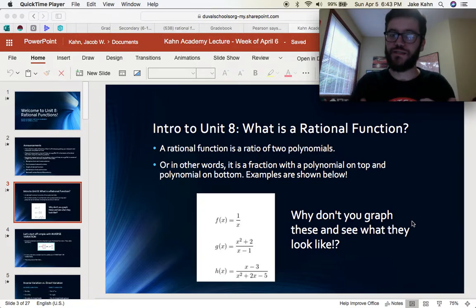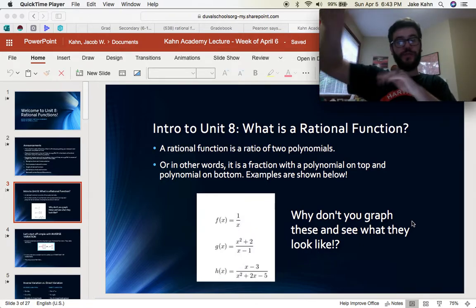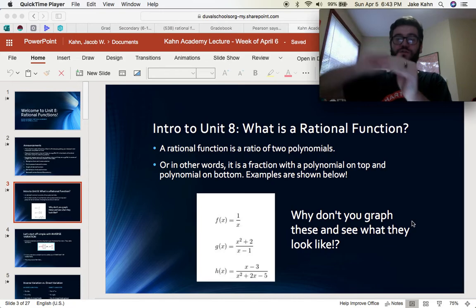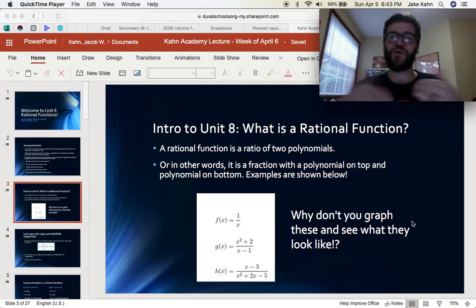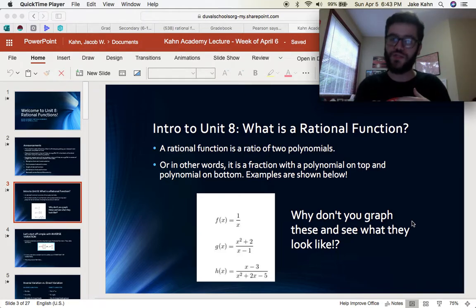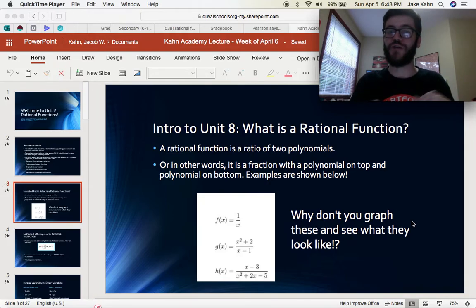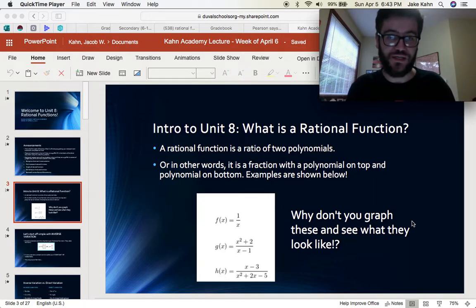So f of x, or just y, equals 1 over x. 1 is a polynomial, x is a polynomial, so 1 over x is called a rational function. But they can be more complicated than just 1 over x, right? We could have x squared plus 2 over x minus 1. Or we could have x minus 3 over x squared plus 2x minus 5. Or we could get really, really crazy and start throwing degrees of 5 or 6 into those polynomials.